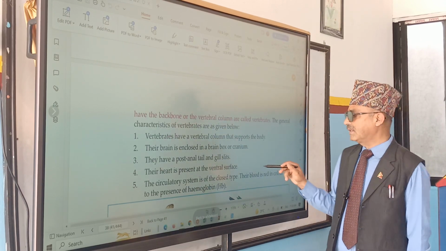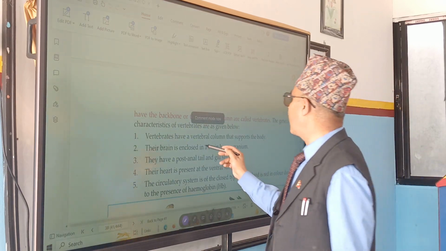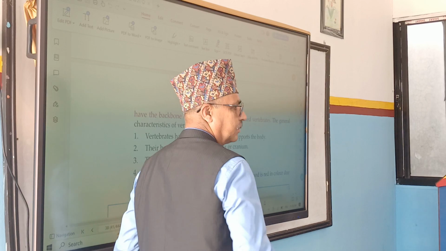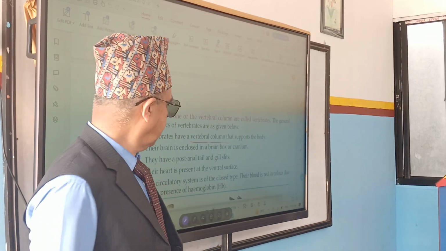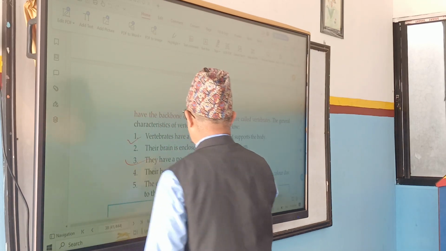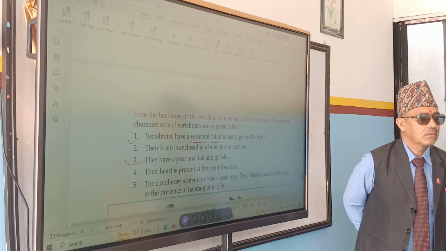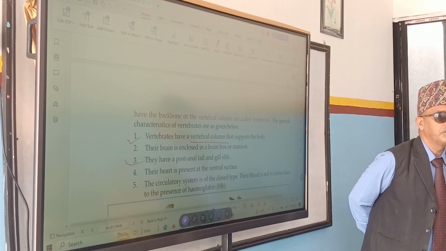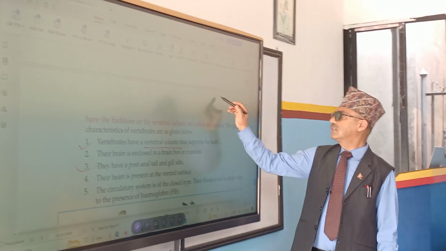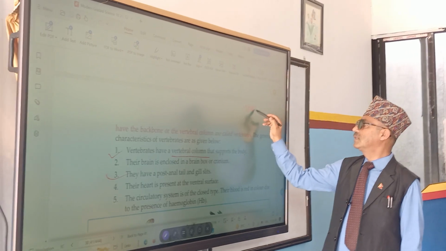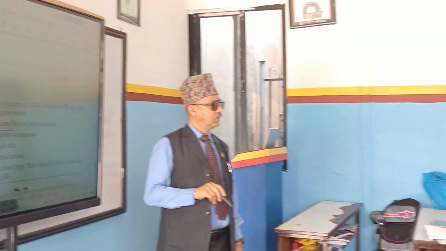Right? So the main characteristics we will write now, not all characteristics. Number 1, they have a vertebral column or backbone. Number 2, they have post-anal tail and gill slits. We have also got a post-anal tail, but it is very short. In case of human beings, it is hardly 10 millimeter long.